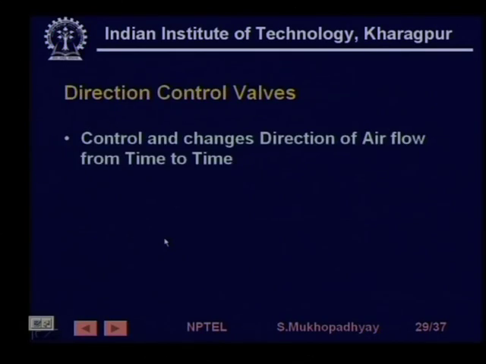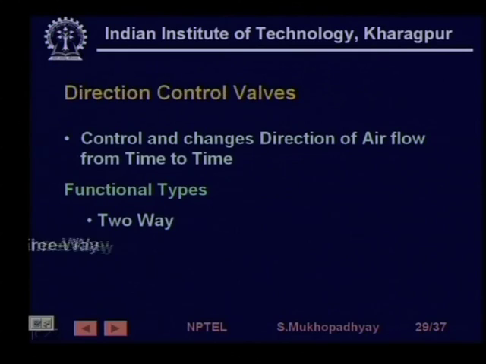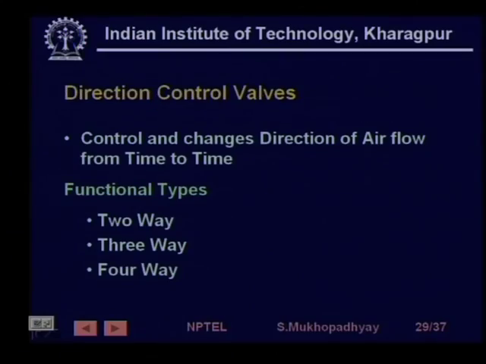Then we come to direction control valves. These are very similar to the direction control valves that we have studied in hydraulics, and they control and change the direction of airflow from time to time. There are various functional types, as we know. It can be 2-way, 3-way, 4-way, even 5-way. There are various positions, so it can be a 2-position or a 3-position valve. Based on their functionality and construction, there are various categories of these direction control valves.